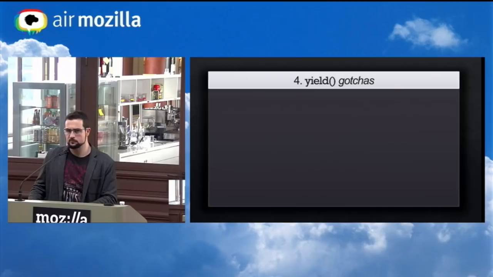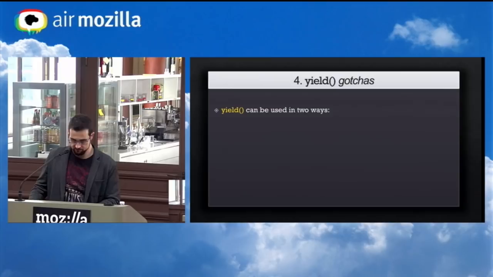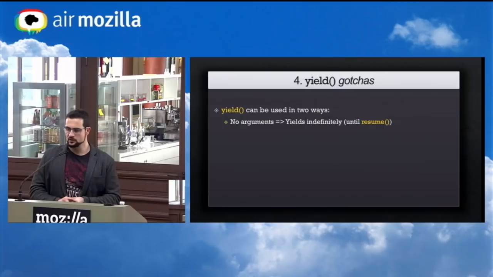Well, I promised I would be talking about yield. As a reminder, yield can be used in two ways. If you call it with no arguments, the method it's called from will stop its execution and return an object. You can call the resume method on it later to resume its execution.